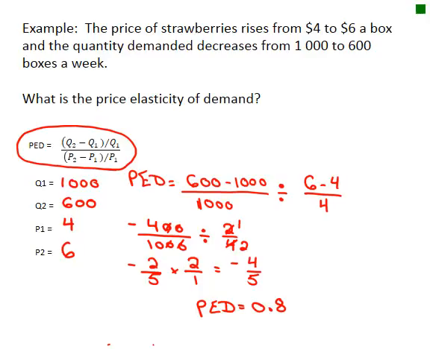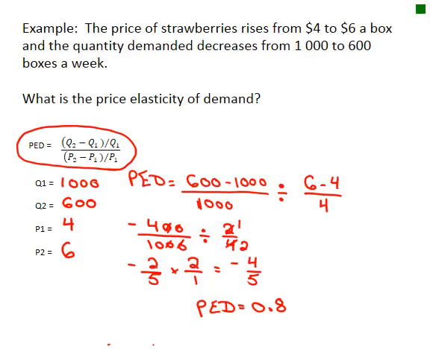So let's now use the formula. PED equals Q2, so it's going to be 600 minus 1,000 over 1,000. And I'm not a fan of a fraction on top of a fraction, so I'm going to write instead divided by. So P2 is 6 minus 4 over 4. So let's do the math. We've got negative 400 over 1,000 divided by 2/4.